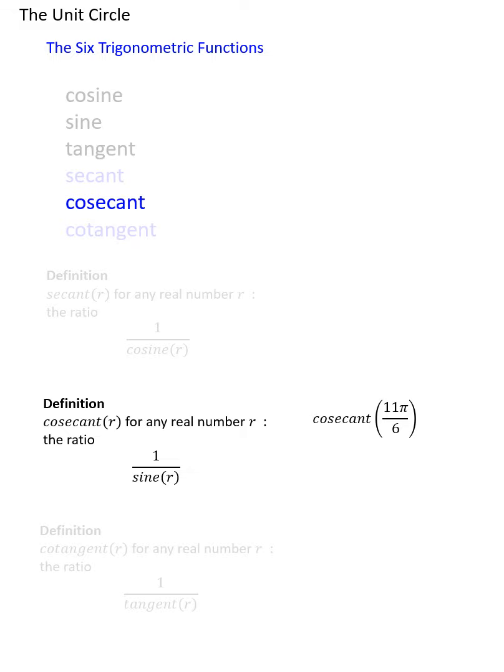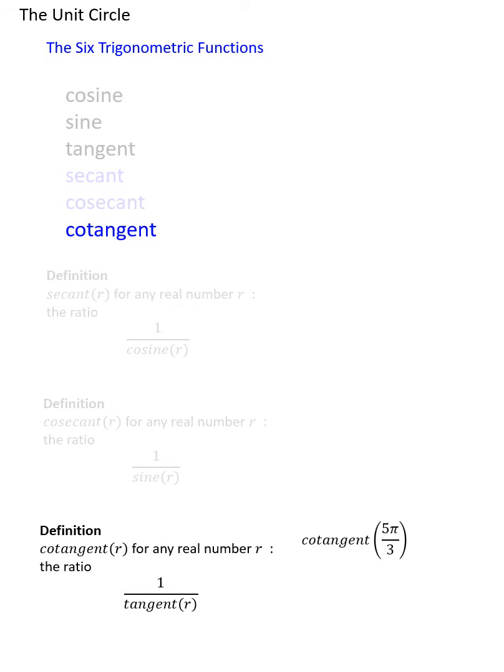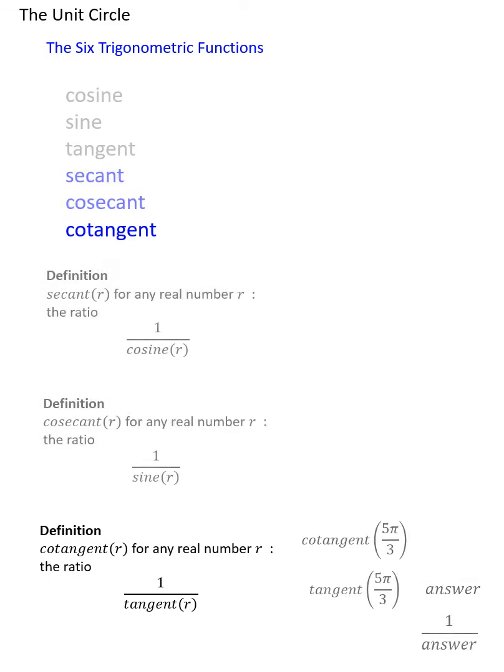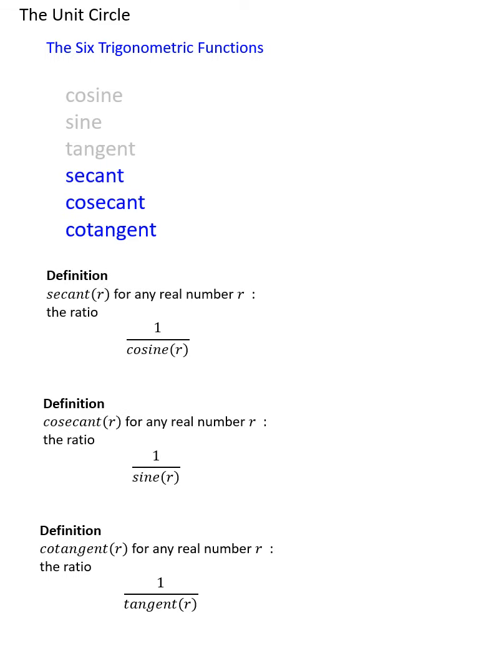Similarly, if we were going to look at the cosecant of 11 pi over 6, again, I'm not going to do that here to show the answer, but if I wanted to know that, I would have to find the sine of 11 pi over 6 first. And then whatever answer I got, I would then calculate 1 divided by that answer. And similarly for cotangent, if we wanted to do a cotangent problem, we would do the tangent problem, get an answer, and do 1 divided by that answer. That's how you compute the last three. These are sometimes called the reciprocal trig functions because they're the reciprocals of the first three.